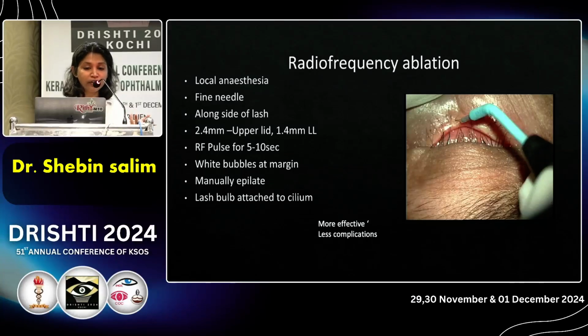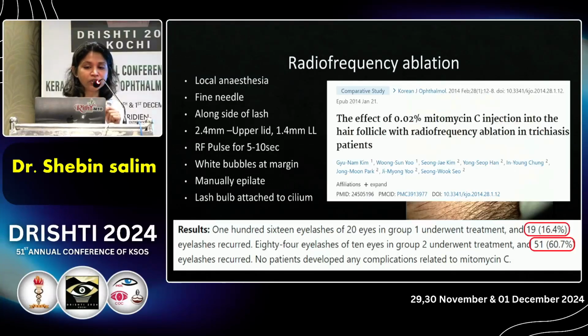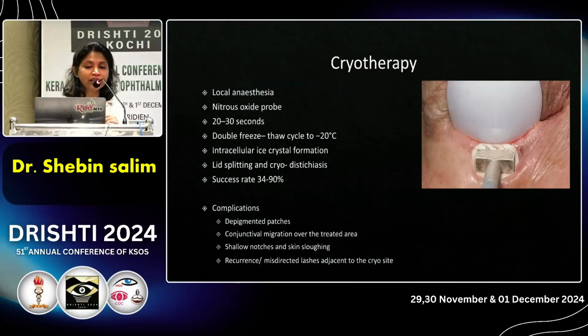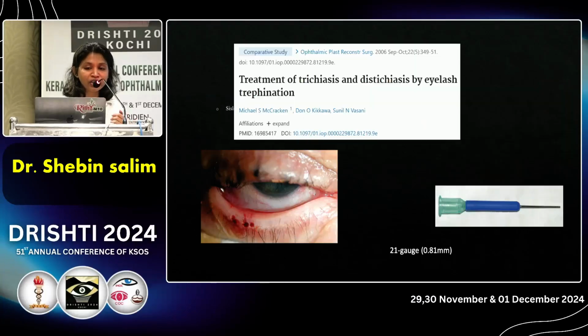So the radiofrequency pulse is applied for 5 to 10 seconds. Again, there is a chance of recurrence in radiofrequency ablation also. This can be combined with mitomycin C for a better result. Argon laser we don't use commonly. Cryotherapy is also not preferred because of many complications including depigmentation, new trichiatic lashes, conjunctival migration, lid margin notching.